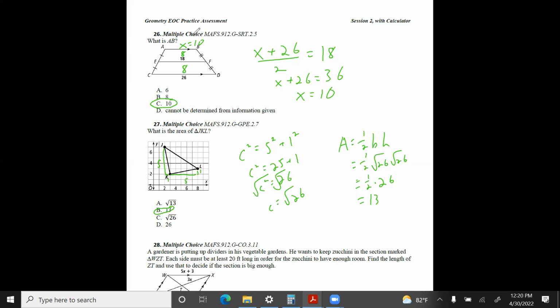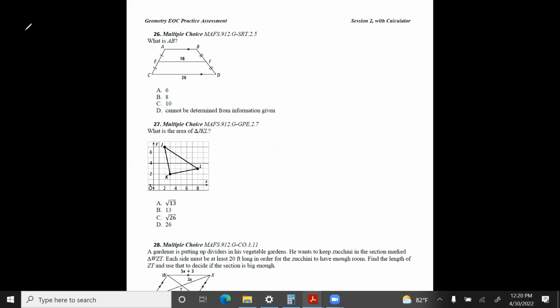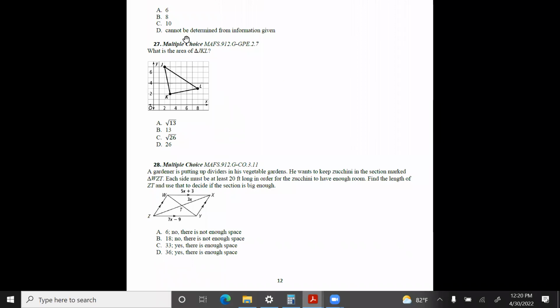All right, clear that one off. Let's move this up. On 28, we have a gardener is putting up dividers in his vegetable garden. He wants to keep zucchini in a section marked WZT. Each side must be at least 20 feet long in order for the zucchini to have enough room. Find the length of ZT and use that to decide if the section is big enough.